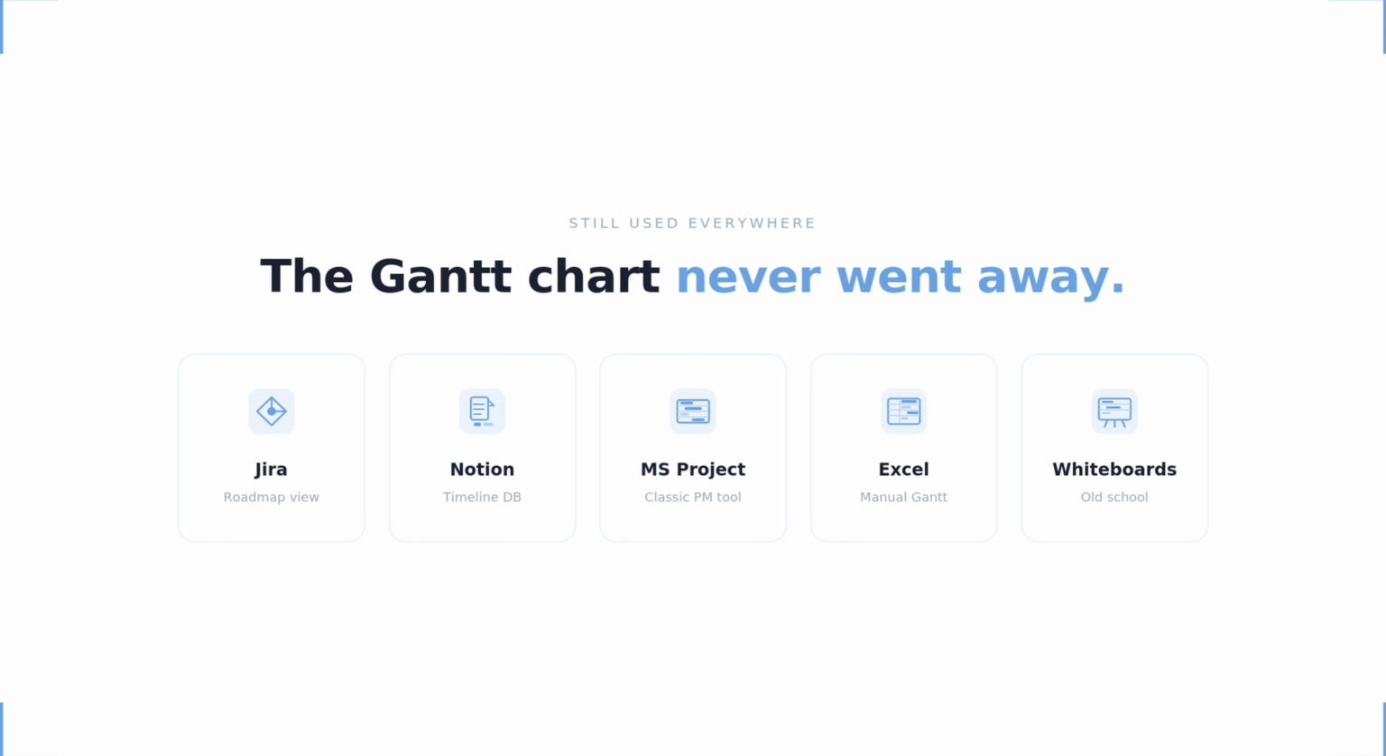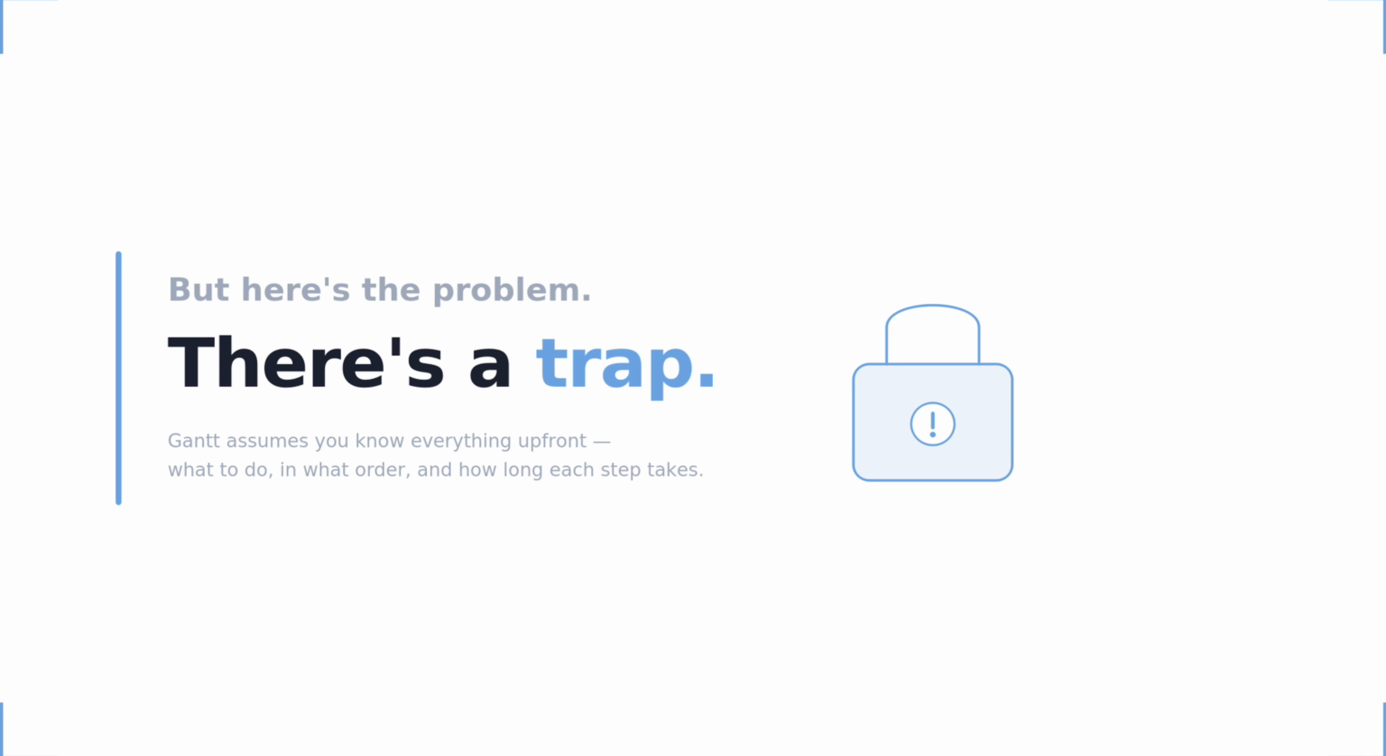People still build them in Jira, Notion, MS Project, Excel, and even on whiteboards. Why? Because in certain situations, it's still the best tool available. But there's a trap. A Gantt chart assumes you know everything up front. What needs to be done, in what order, and how long each step will take. If your project works that way, it's a great fit.